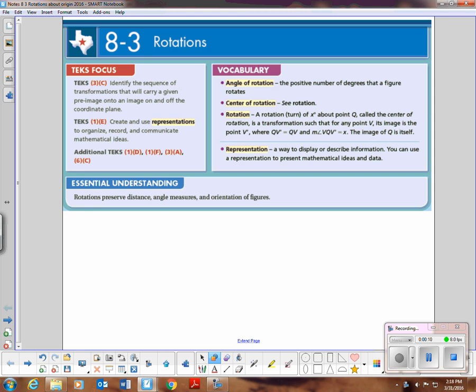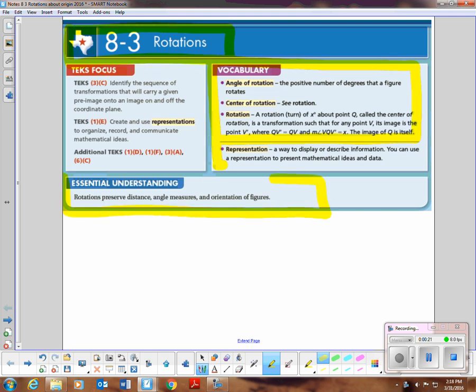And so what you'll want to do is get all of this in this highlighted box written down, this, and this essential understanding. So I expect these in your notes every time. All right, so get that in there, pause it, and then start it when you've got those things copied down.